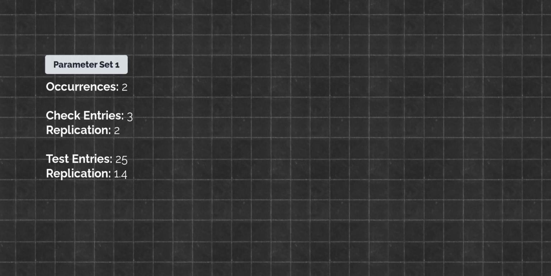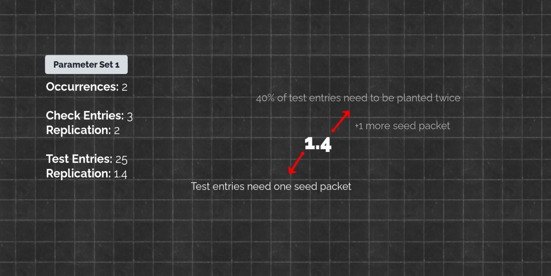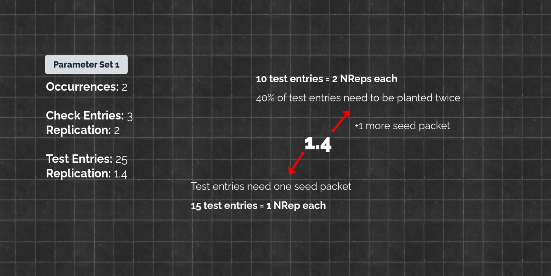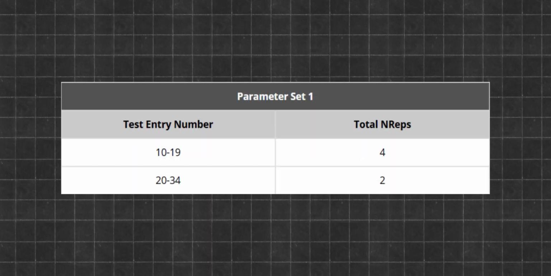Let's now move to our test entries. Parameter set 1 requires 25 test entries with a replication value of 1.4. This value means that the test entries need 1 seed packet for planting, and 40% of it need to be planted twice. So that's 10 tests replicated twice, while the rest of the 15 tests need only 1 seed packet. But because parameter set 1 has 2 occurrences, we multiply the nrep values by 2. In summary, we have these total nrep values for test entries in parameter set 1.